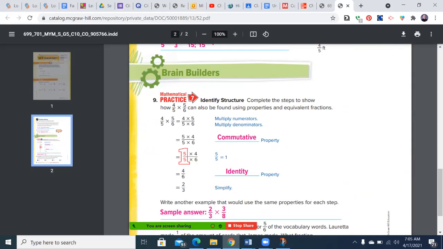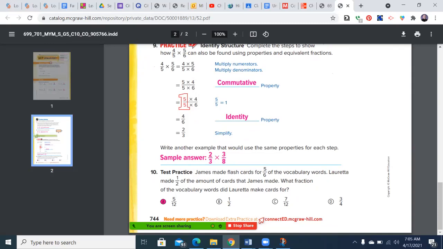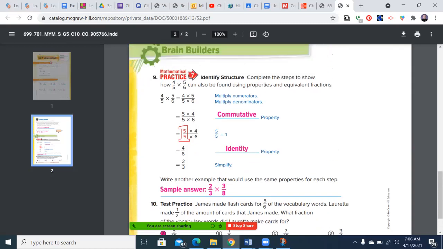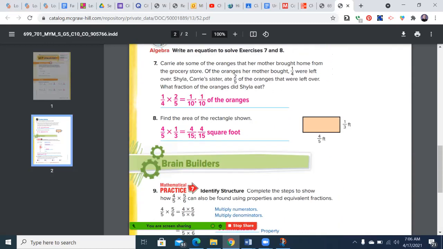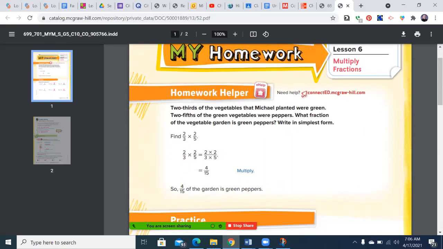They asked you to remember back to the properties. When you change the order, it is commutative. When you multiply by 1, it is identity. And then you see our final answer, 5/6 times 1/2 is 5 twelfths. So just remember to multiply across the top, 2 times 2. Multiply across the bottom, 15s. You get 4 fifteenths. And then if it can be simplified, simplify it.